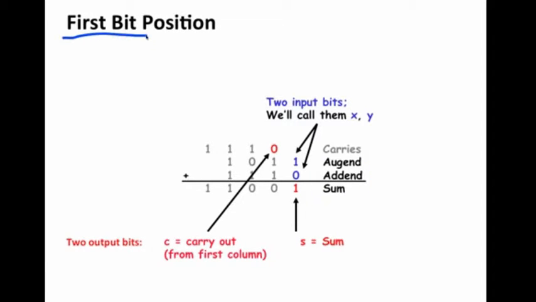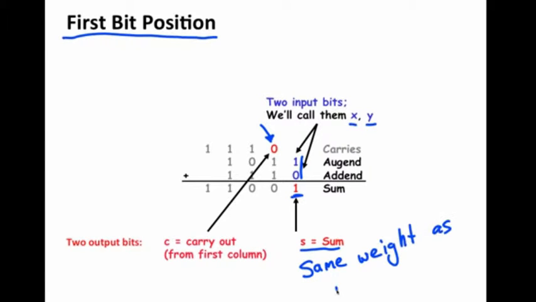So if we look at the first bit position, we have only two input bits because there's no carry into the first bit position, and we'll call these two inputs X and Y. And it doesn't really matter which is which because both these bits have the same weight. We're going to use these two inputs to produce our two outputs, which are the sum bit, which is down here, and the carry bit, which is up here. The thing that's important to understand is that the sum bit has the same weight as the two input bits, whereas the carry bit has 2 times the weight of the input bits and the sum bit.